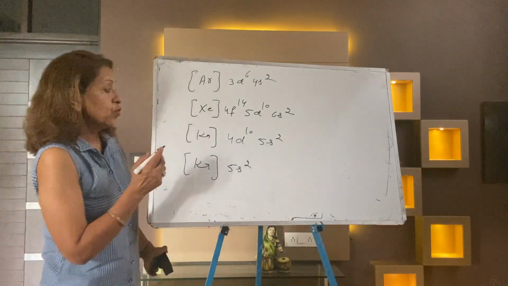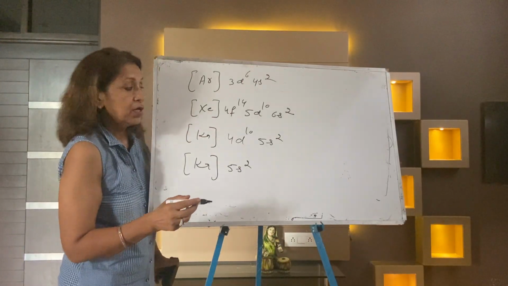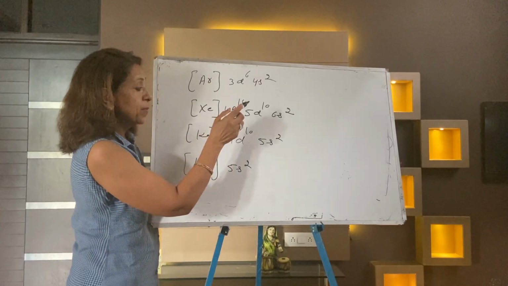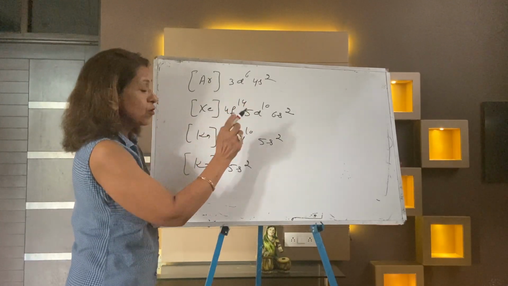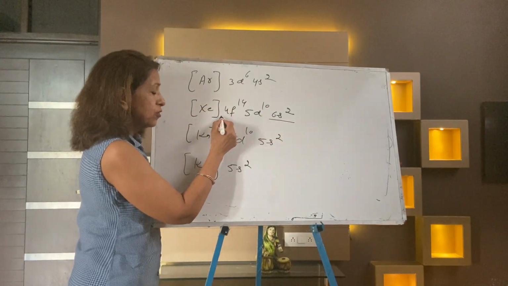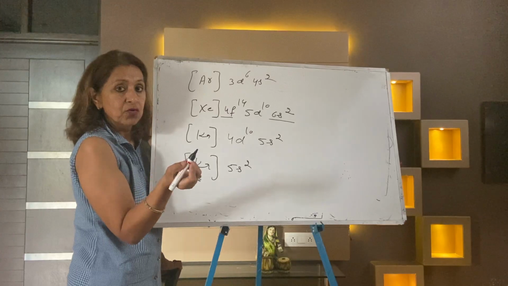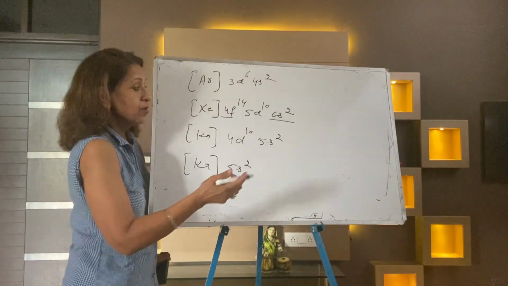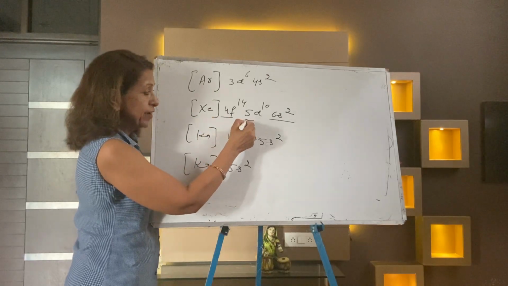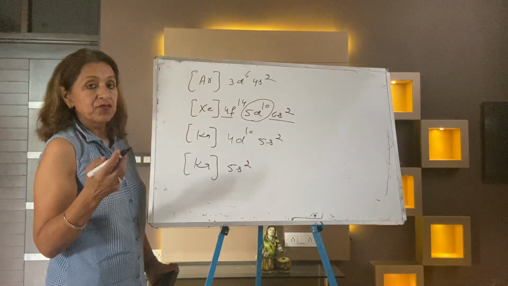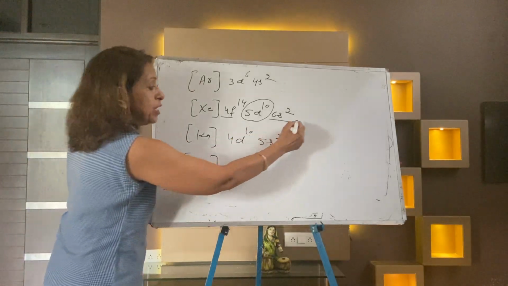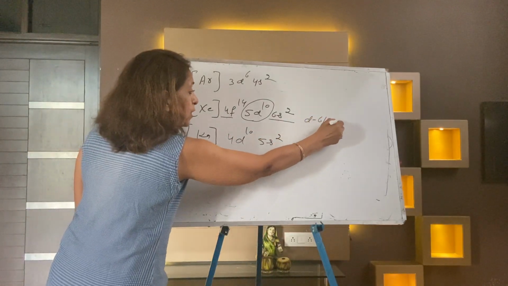Dear children, this is the first configuration. Which block does it belong to? Because 4f14 is completed, and this is your 5d10 completed. First we have filled this, then we have filled this. You know how to fill the electronic configuration. First we fill 6s, then we fill 4f, after that 5d10. So this element belongs to which block? It is your d block. Write down, it is your d block.